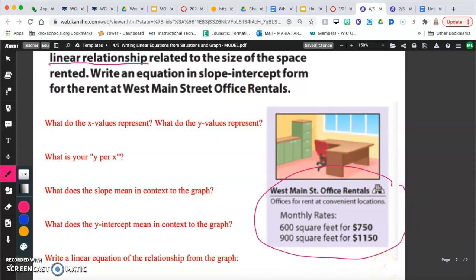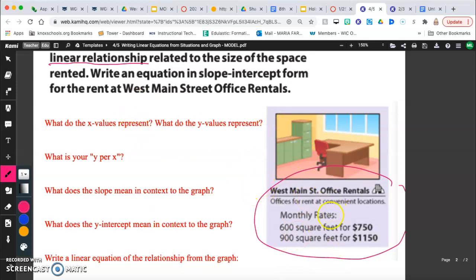Now, with our other word problems last week, you were given the slope and the y-intercept in a problem, but you did not have to solve for the slope and y-intercept. You just had to determine which one was which. We don't have two numbers given to us. We have 600 square feet for $750, 900 square feet for $1,150. That's not two numbers, that's four numbers. If you have four numbers given to you, that means you've been given two ordered pairs, and you're going to have to solve for slope. That means you still have to determine what is your x value and what is your y value to use those ordered pairs to be able to solve.